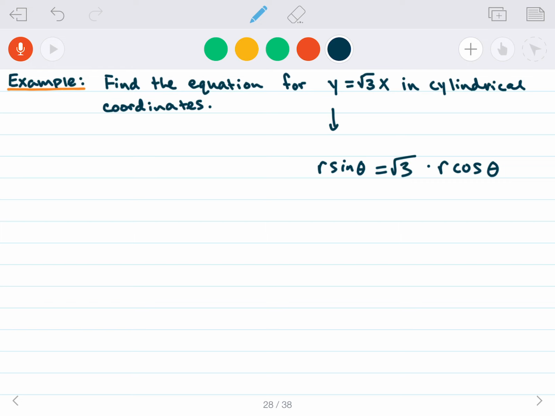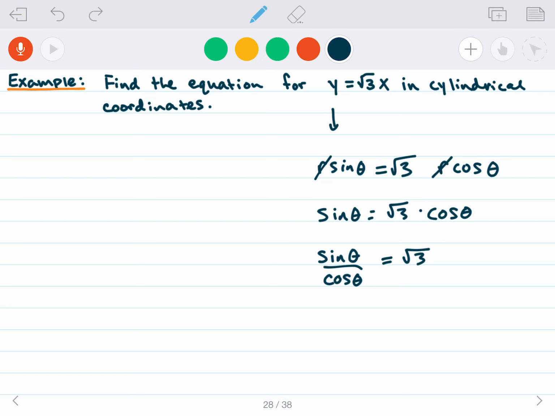Okay. So I want to simplify this as much as I can to figure out what this equation is. So what I'm going to do is divide both sides by r, get rid of that, and then I have sine theta equals root 3 times cosine theta. Now what I can do from here is divide both sides by cosine to get sine theta over cosine theta is equal to root 3.